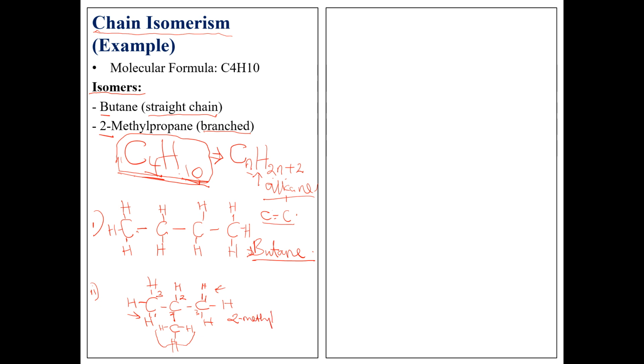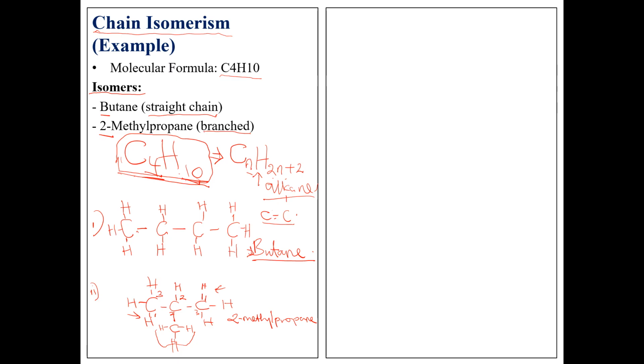The parent name is 1, 2, 3, propane. So we say 2-methyl propane. Now, why are we saying this one belongs to the chain isomerism? We say that in chain isomerism, they exhibit different chains. They have the same molecular formula, like here we have C4H10, but they have different chains.